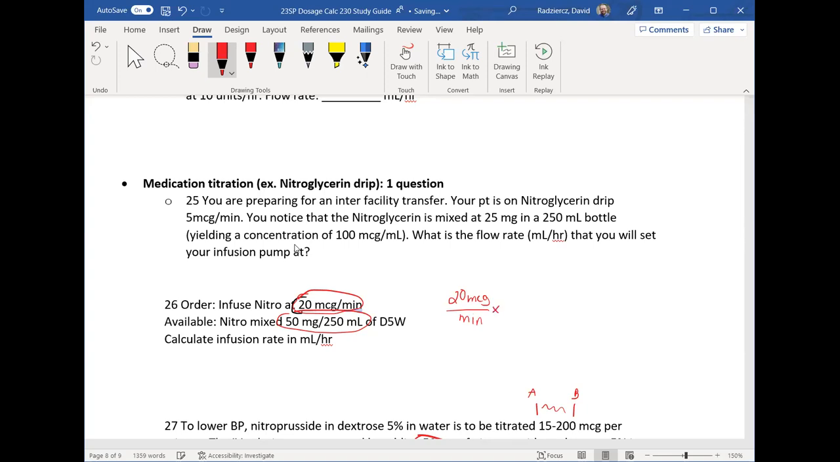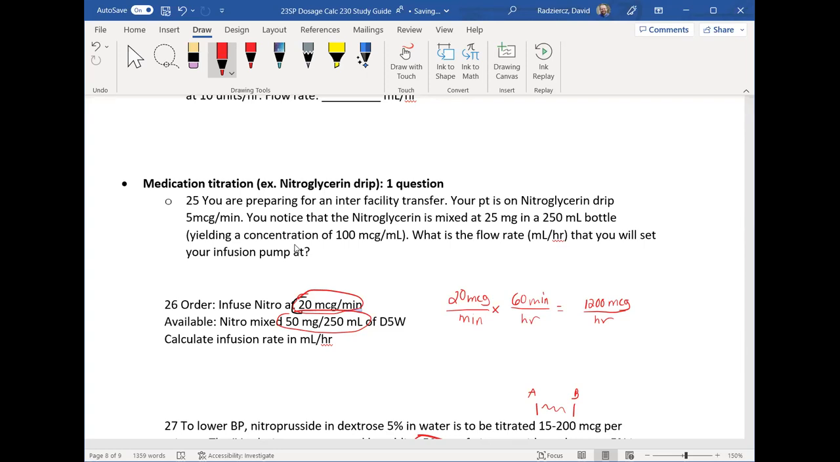And then, you don't want it in per minute though, right? You want it in per hour. So the first thing I'm going to do is convert minutes to hours, which will give me 1200 micrograms per hour. Now, once I get to that point, I want to convert micrograms per hour to milliliters per hour. And that's where I'm going to use what I have as my available.